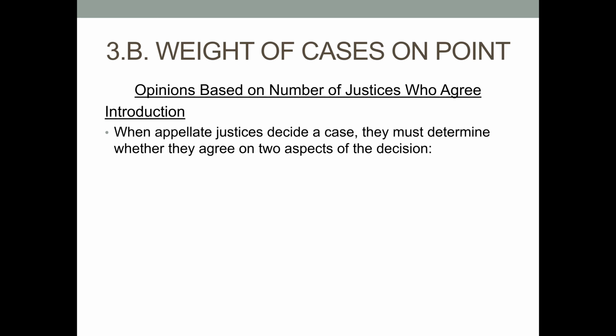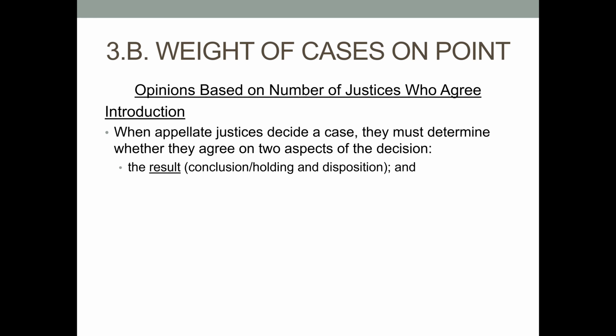Now, let me give you a little bit of background to how this works. When justices on an appellate court or supreme level court decide a case, you have more than one justice deciding it, whether it's a 3-person panel on an intermediate court of appeals, whether it's an en banc proceeding with all the justices on the intermediate court of appeals, or whether it's all the justices sitting on a particular supreme level court. When they decide a case, the justices have to determine the extent to which they agree on 2 aspects of the decision. The first is the result to be reached in the case.